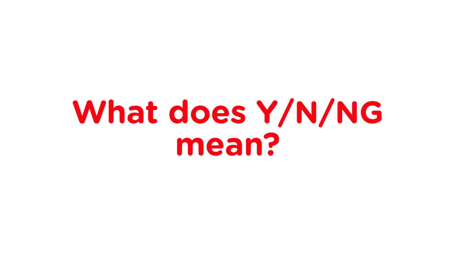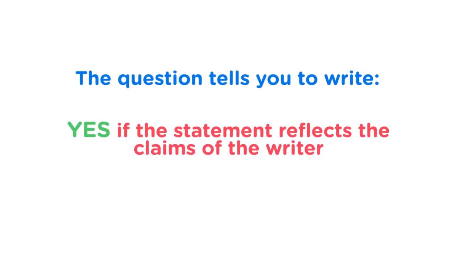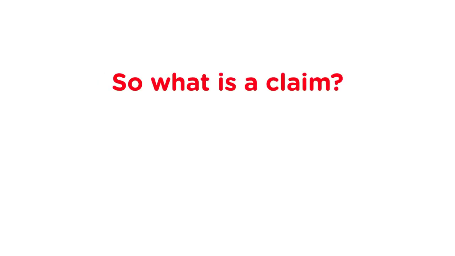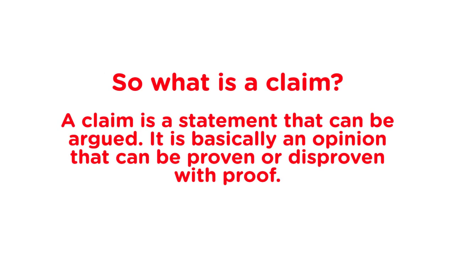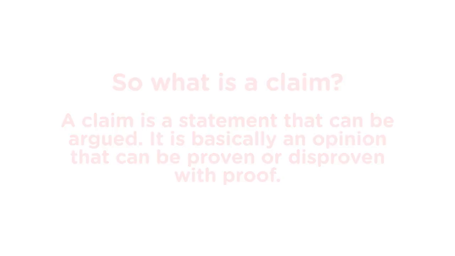So what does yes, no, or not given mean? One of the biggest causes of confusion about this question type is what yes, no, or not given mean. The question tells you to write yes if the statement reflects the claims of the writer. So what is a claim? A claim is a statement that can be argued. It is basically an opinion that can be proven or disproven with proof. So you should say yes if the statement agrees with the writer's opinion, even if it's not necessarily true.